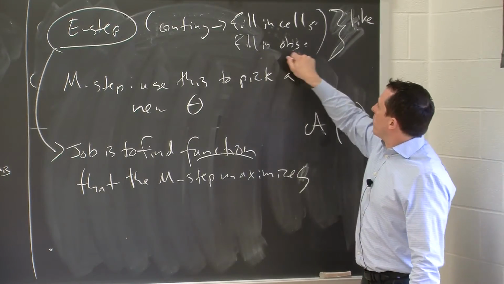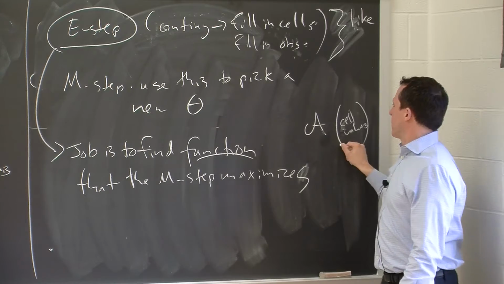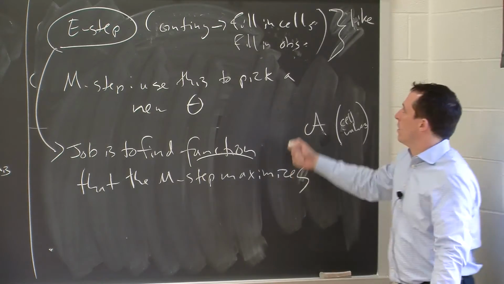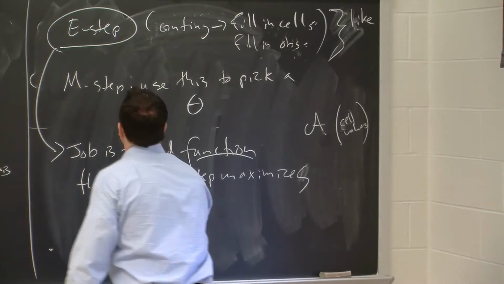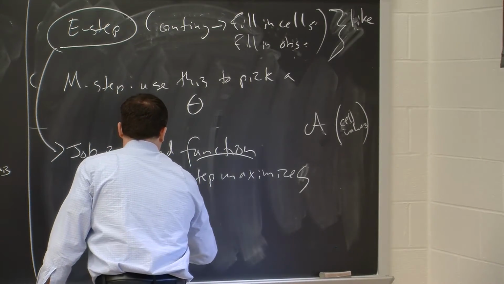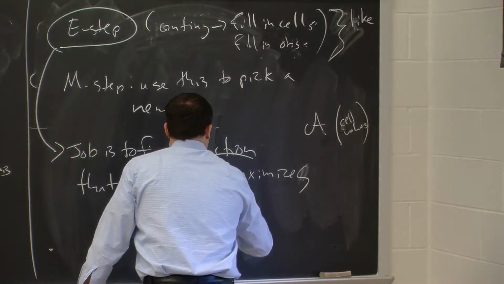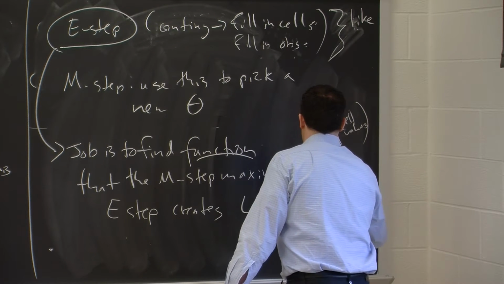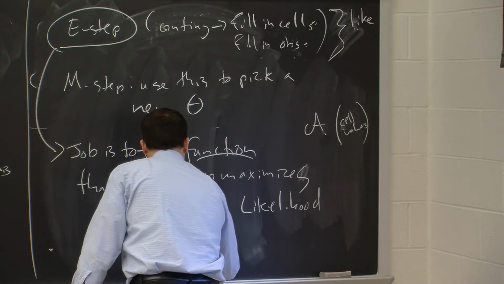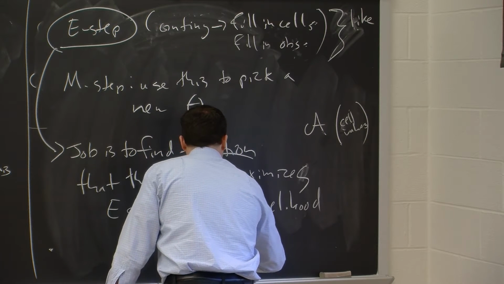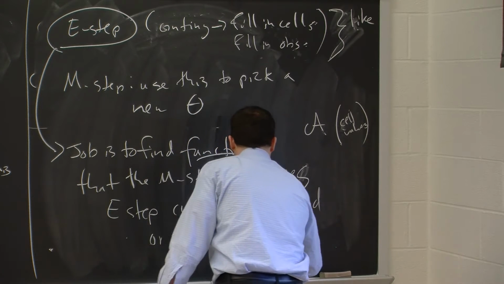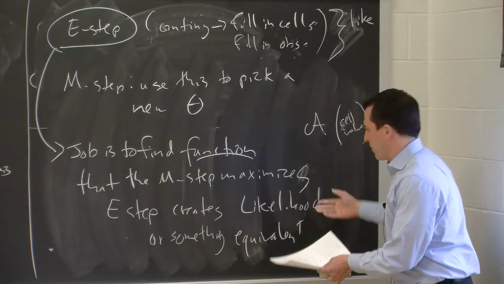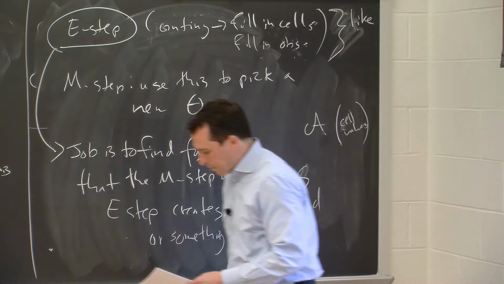So filling in the observations, filling in the cells, computing the sufficient statistics are all just steps along the way of making a likelihood function. It creates a likelihood, or something equivalent. So something which is maximized if and only if the likelihood function is maximized.